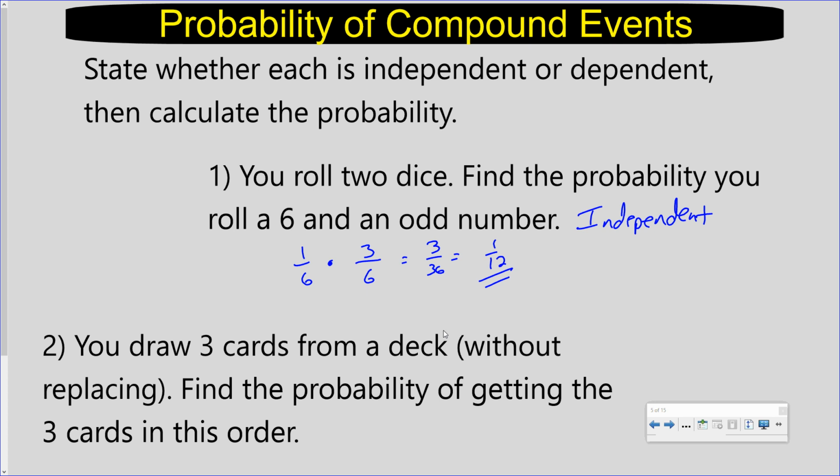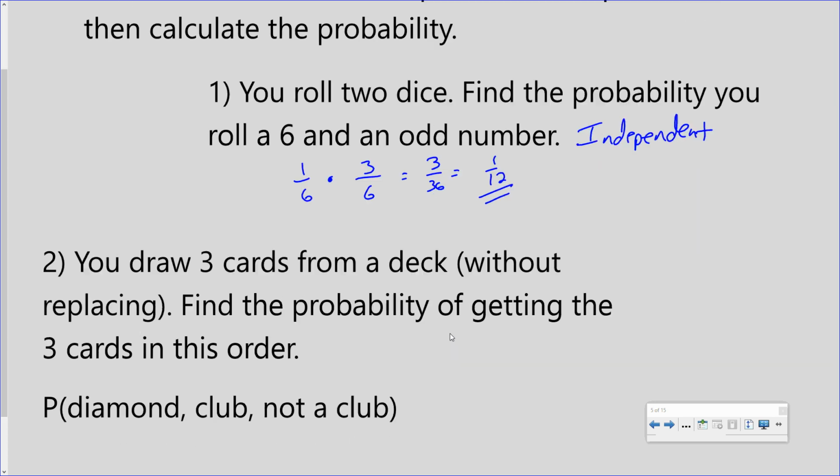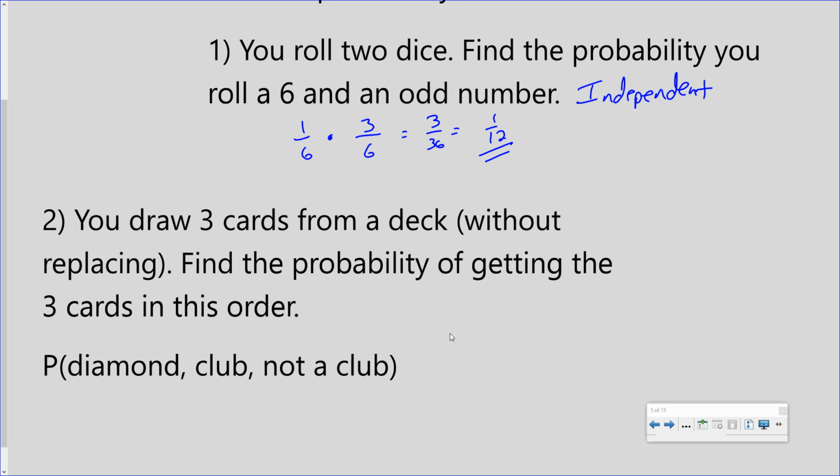The other 11 times, I'll get something else. Statement number 2. You draw 3 cards from a deck without replacing them. Find the probability of getting the 3 cards in the following order: diamond, then a club, and then not a club. So first we have to determine dependence. Are these events independent or not?